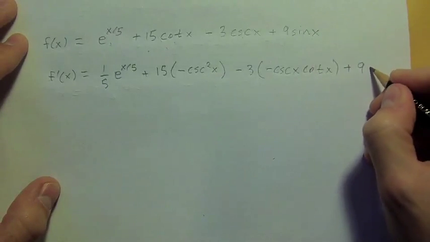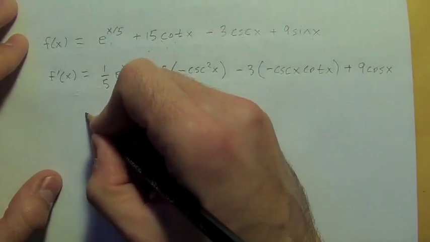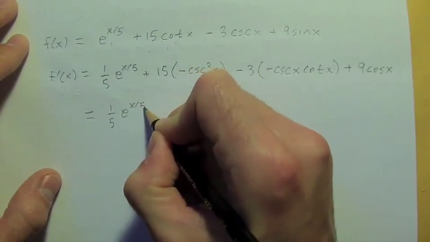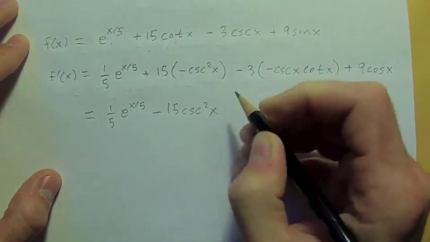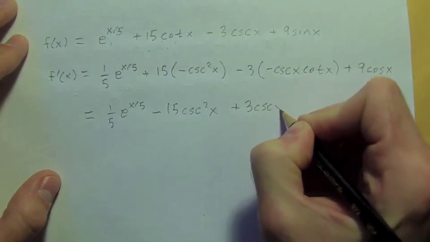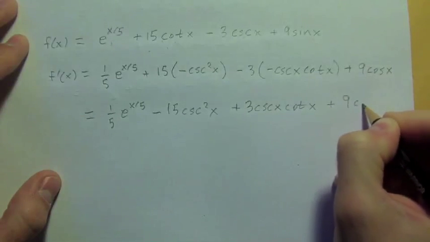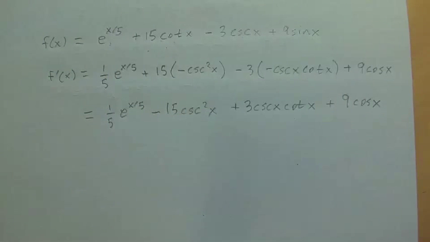What's the derivative of sine? Of course, it's cosine. Okay, so we can simplify some of this stuff. This is 1/5 e to the x over 5 minus 15 cosecant squared x plus 3 cosecant x cotangent x plus 9 cosine x. All right, fair enough.